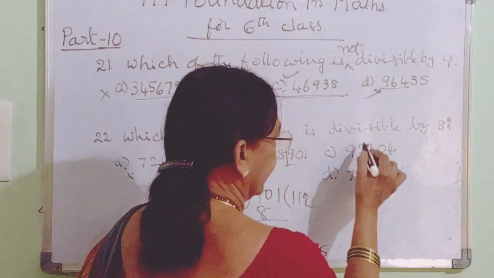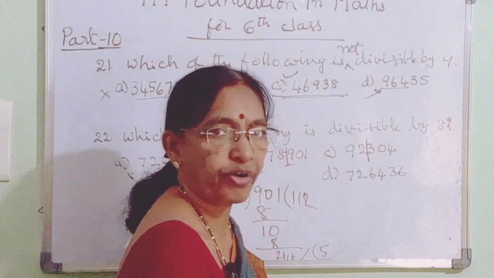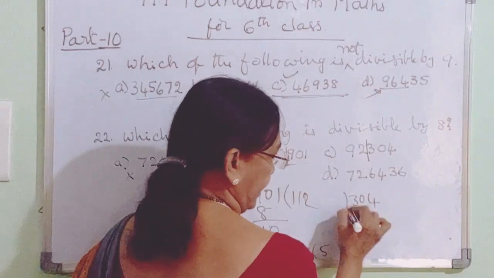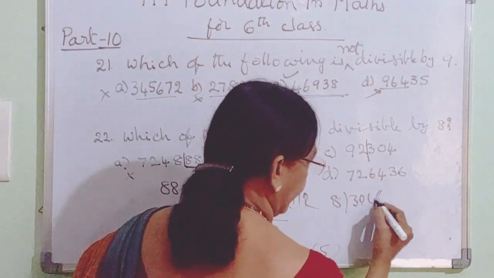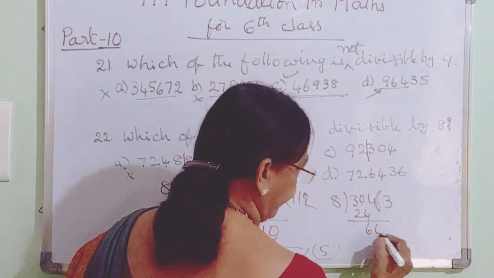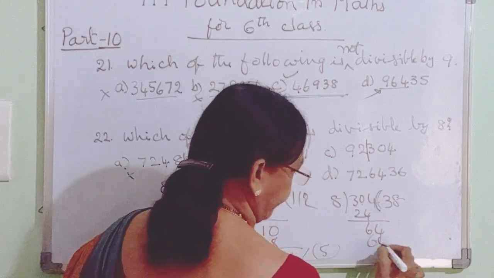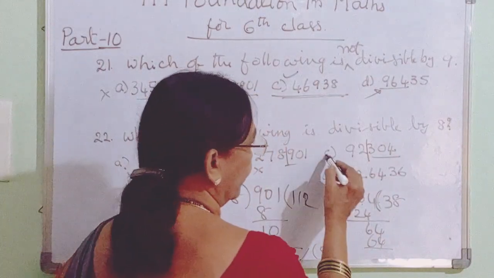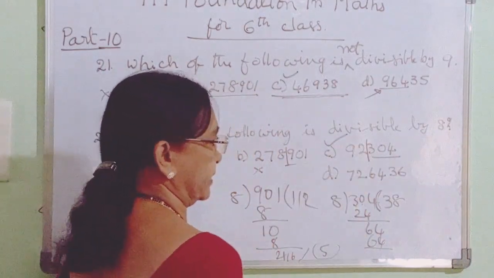Next, this one, 304 is the number formed by the last 3 digits. Let us divide it by 8. 8 times 3 is 24. Then 8 times 8 is 64. So 304 is divisible by 8. Therefore, the whole number is divisible by 8.